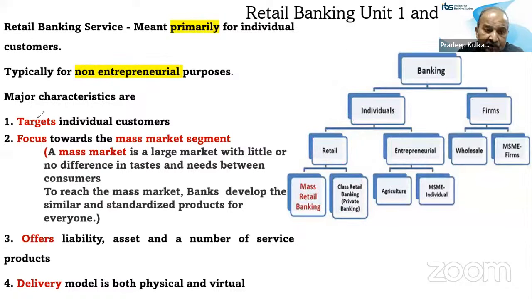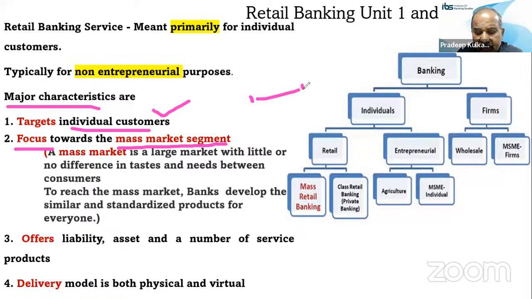First understand the major characteristics of retail financing. It is targeting individual customers, number one. Exam point of view, important slide, therefore I'm repeating it. Focus is on the mass market segment. What is a mass market segment? Mass market segment is such a segment of economy which has a decided range of income, let us say 10 lakhs to 40 lakhs per annum earning people. That is growing day by day, isn't it? And that is actually creating a boon to the banking.